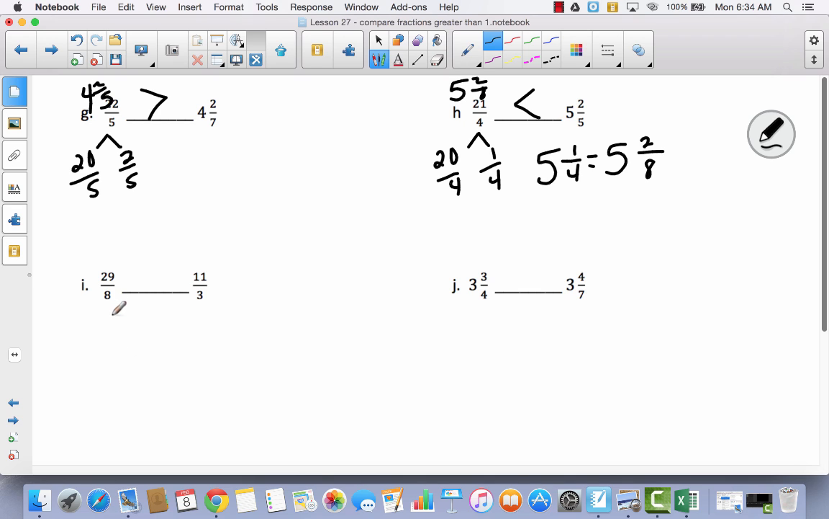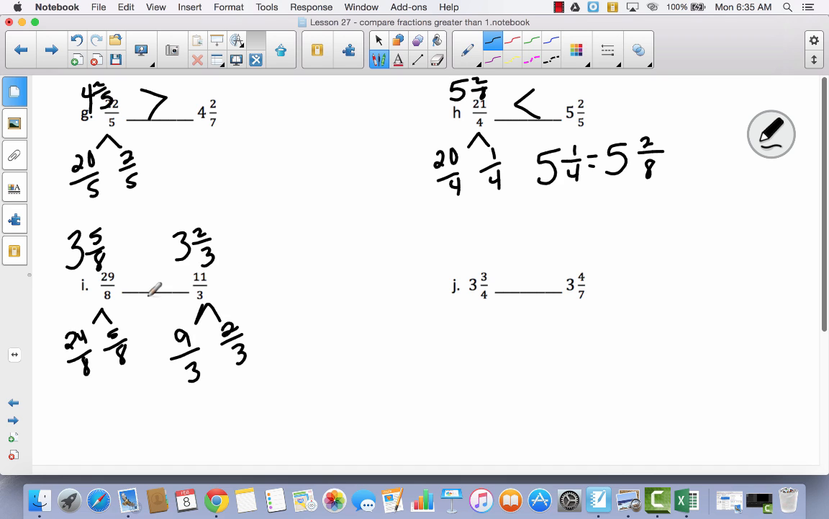Okay, so let's take a look at this one. So let's go ahead and change this to a mixed number. So I can do 24/8 and 5/8. That's going to give me 3 and 5/8. And then over here, I'm going to do, let's see, I know 3, 6, 9. So I can do 9/3, and that's going to leave 2/3. So this is going to be 3 and 2/3. So my whole numbers are the same. My numerators aren't related. My denominators aren't related.